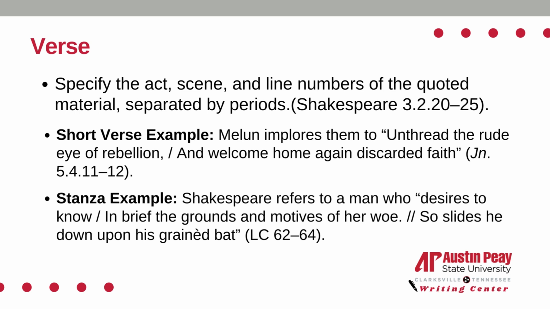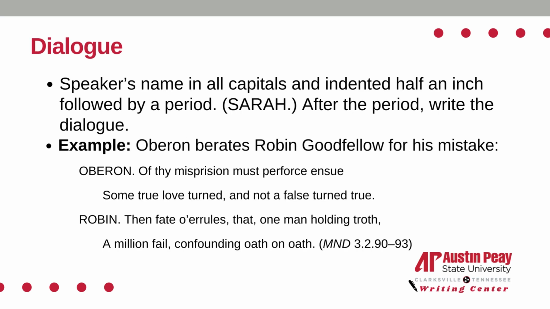When citing Shakespeare plays more than once, you can abbreviate the name of the play. Check out the Writing Center for our handout on the proper abbreviations. For example, in the first short verse example, JN is short for King John. And then in the stanza example, LC is short for A Lover's Complaint. When citing more than 3 lines of verse, format it as a block quote.